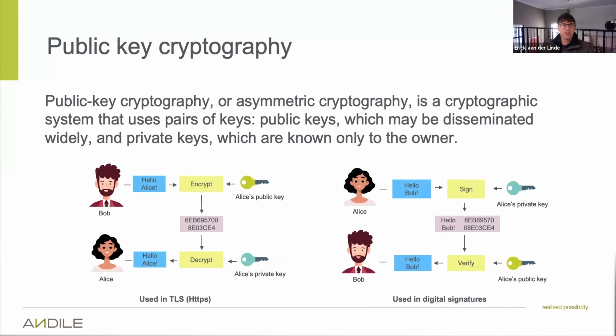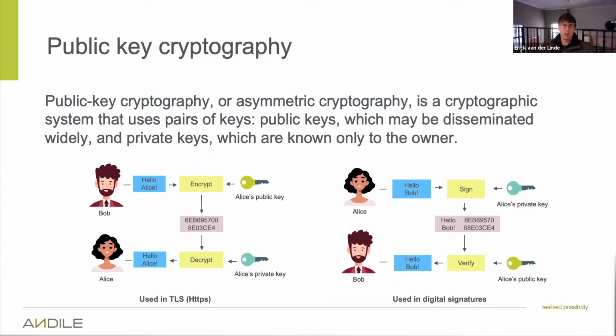Okay, so the second concept that we're going to look at, again, very high level, is public key cryptography. So what is this? Public key cryptography, or asymmetric cryptography, is a cryptographic system that uses pairs of keys. So there's a public key and there is a private key, and they are asymmetric, so they're not exactly the same. You are able to disseminate your public key to everyone, and your private key, you have to always keep safe. Your private key is always the counterpart to a specific public key.